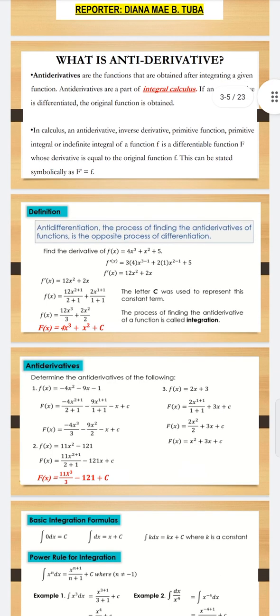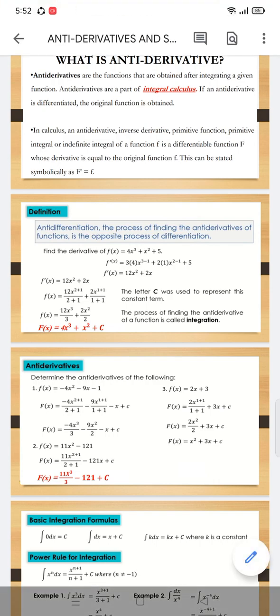Finding the derivative of f(x) equals 4x cubed plus x squared plus 5, the answer is f'(x) equals 12x squared plus 2x. The letter C is used to represent this constant term. The process of finding the antiderivative of a function is called integration. The final answer is f(x) equals 4x cubed plus x squared plus c.